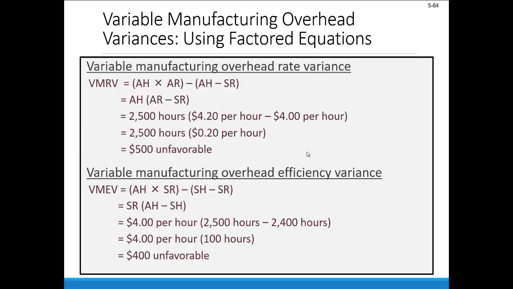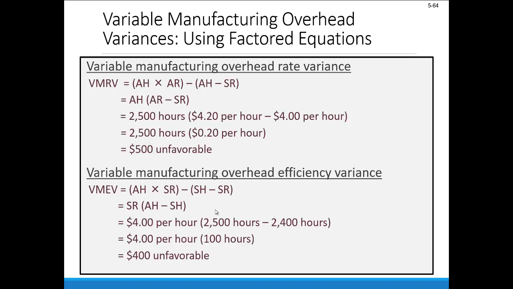And again, we can use those factored equations if we prefer. For the rate variance, we're talking about the difference in the R's or the rates. So we've got our actual hours times the actual rate minus the standard rate, 2,500 actual hours, times the difference between the $4.20 actual rate and the $4 standard rate, and there's our $500 unfavorable rate variance.